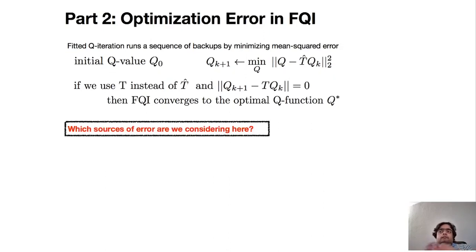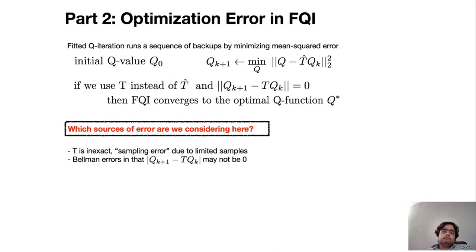So what are really the sources of error that we are considering then? Because we are for sure considering some sources of error. So there are two sources of error here. The first source of error is that the Bellman operator, which is T or T hat, is inexact, because T hat consists of sampling error due to limited samples. The same way as the generative model, P hat, consisted of sampling error because it was not equal to P, and you were observing samples and constructed this empirical model. T hat here is also empirical, so it consists of sampling error.